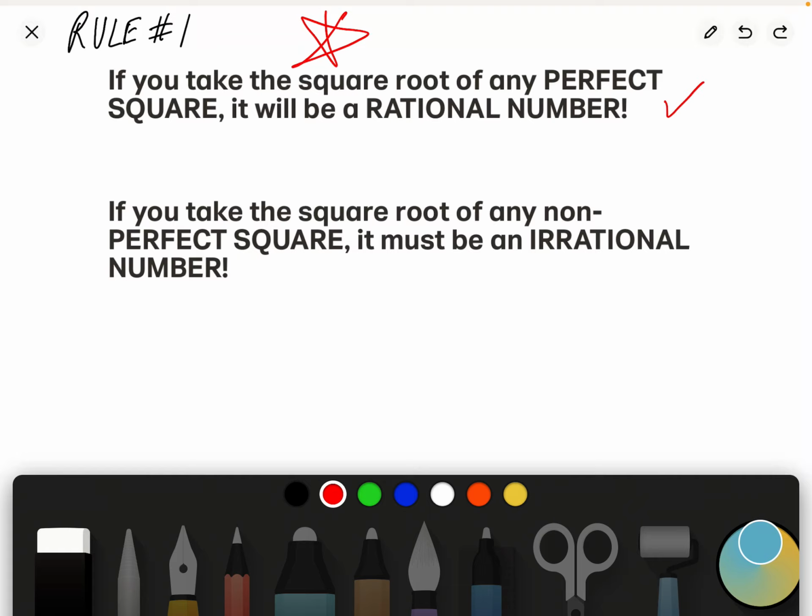The simplest thing that I can say here is, when you're looking at numbers that have square roots in them, you always have to determine: is the number inside the square root a perfect square or is it not a perfect square? Because once you know that, you can tell whether it's rational or not.